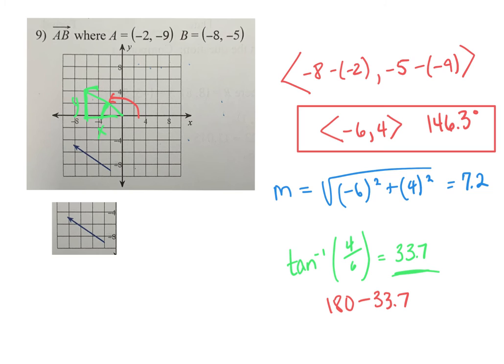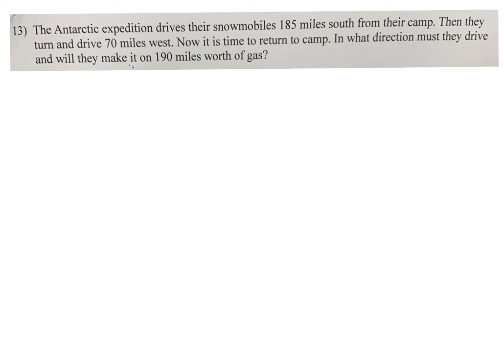So some of your word problems say true bearing, and that's north and clockwise. So this says an Antarctic expedition drives their snowmobiles 185 miles south from their camp. They then turn and drive 70 miles west. Now it is time to return to the camp. In what direction must they drive, and will they make it on 190 miles worth of gas?